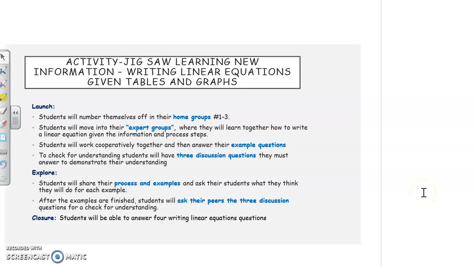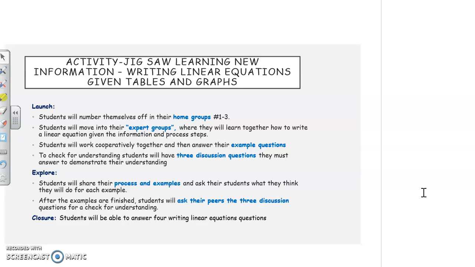At the beginning of the lesson, students are going to number themselves off in their groups, 1 through 3. I call this their home groups. Then students are going to move into their groups based on their numbers. So all the 1s are going to get together, all the 2s, and all the 3s. These form expert groups where the students are going to learn how to write their given equation either from a table or a graph using the task that is at their table.